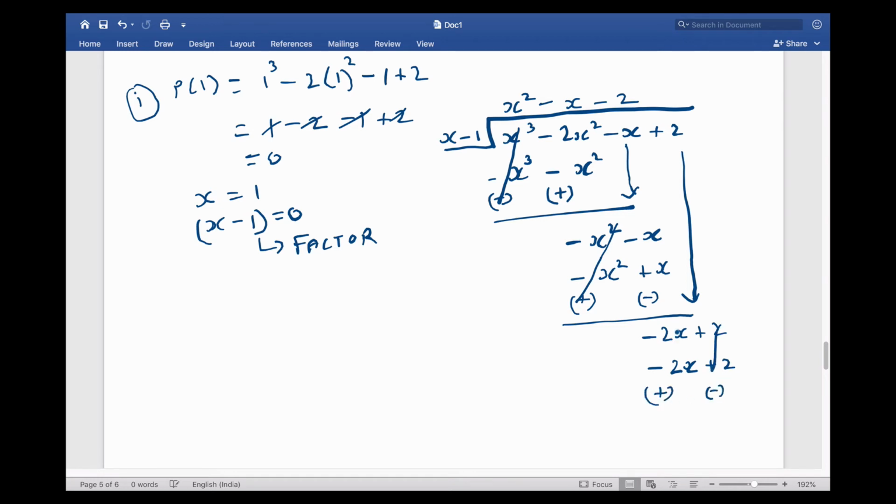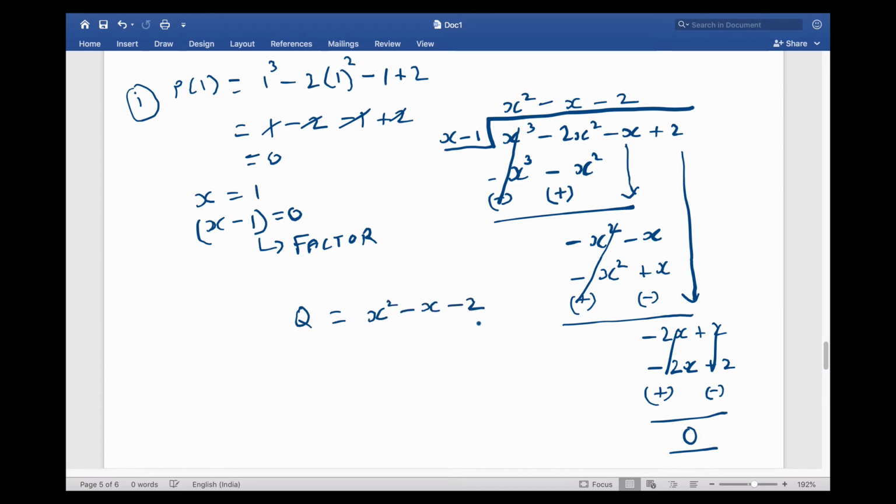This and this will get cancelled. So will this and this. And my remainder is 0. As we already know, this is a factor. So I'm left with now the quotient, which is x square minus x minus 2.